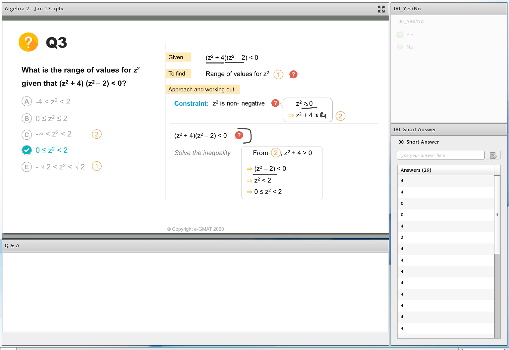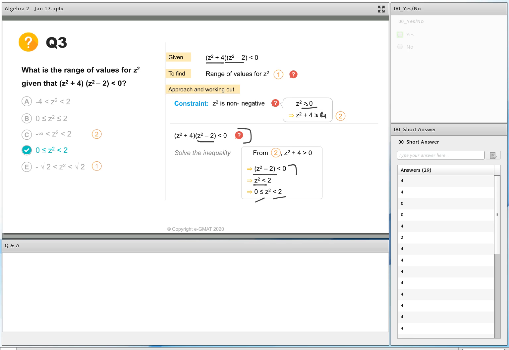We can write that this entire expression would be a negative number only when z square minus 2 is a negative number, when z square minus 2 is less than 0. And when is z square minus 2 less than 0? When z square is less than 2, right? I've added 2 to both sides of this inequality. So a very, very important thing: I have the upper limit of z square. It has to be less than 2.